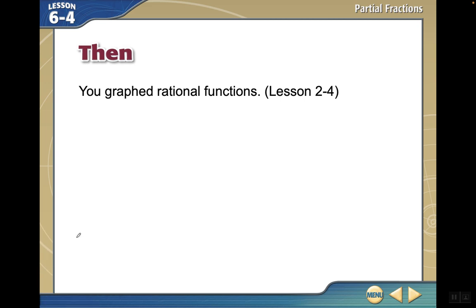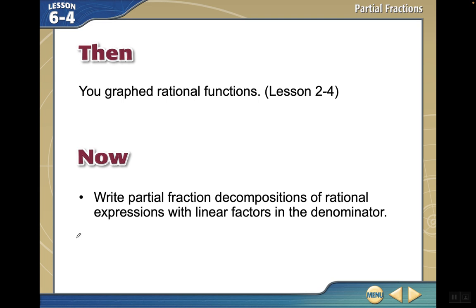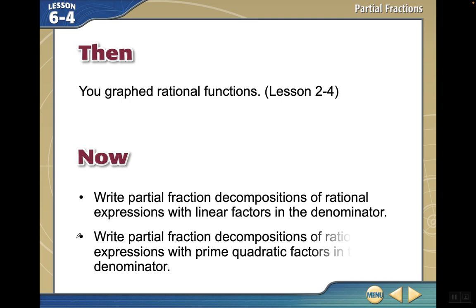Okay, so this is 6.4. We are going to write partial fraction decompositions, but we're just going to deal with the linear factors for today, and then on Wednesday we're going to deal with, it's more involved, but quadratic factors in the denominator.